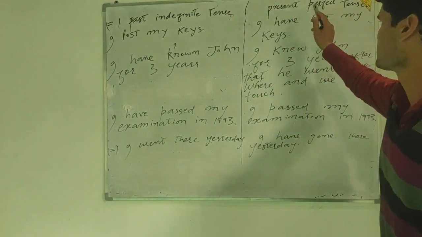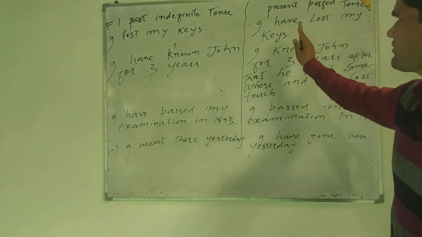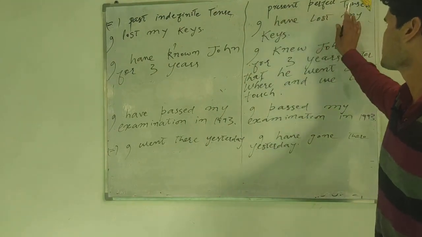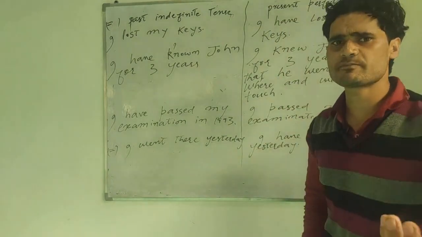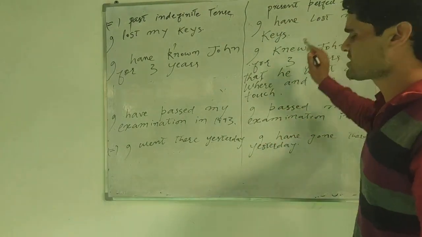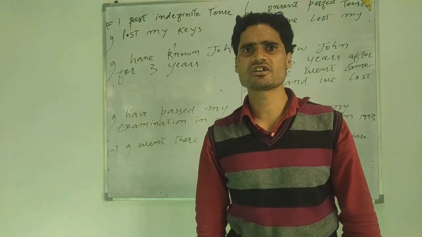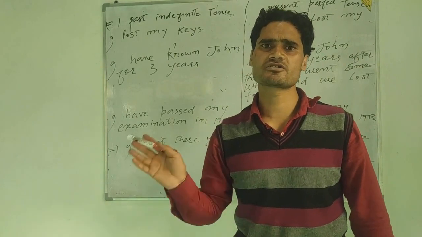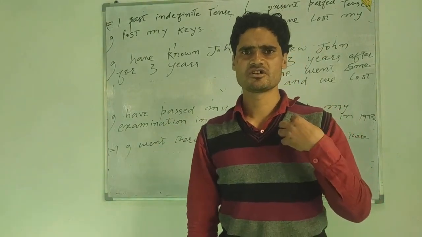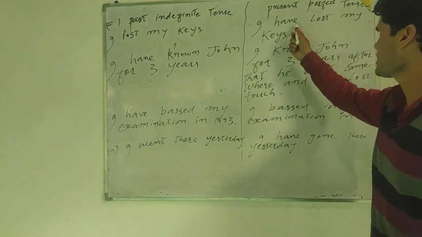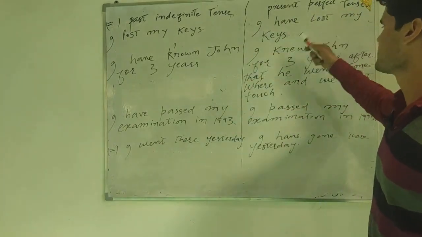Now, if I say it in the present perfect tense, I have lost my keys. I have already told you the present perfect tense represents any event, any action that bears some relation with the present. I have lost my keys. It means that I don't have the keys now. I cannot get into the house because the door is locked. I don't have the keys with me. So I feel the result of this activity at this very moment. I have lost my keys.